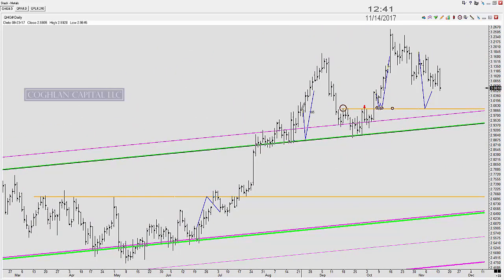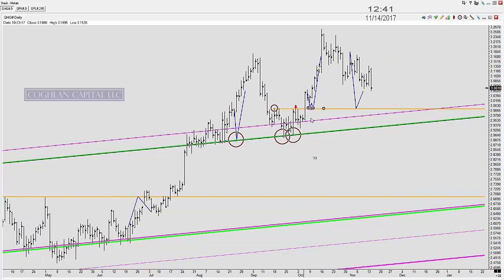And again, we looked for support in this area here, and we came down, tagged it once, twice. This is back in September of this year now, just a couple of months back, and bang, up we go again. I'm looking for support down around 299.